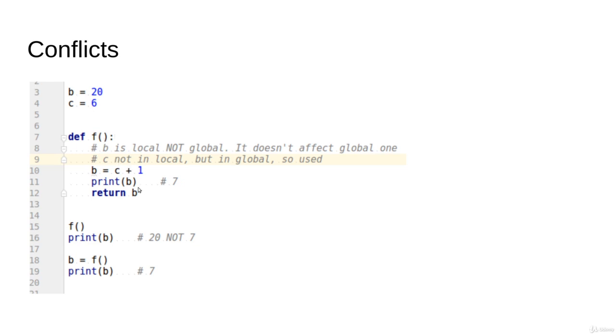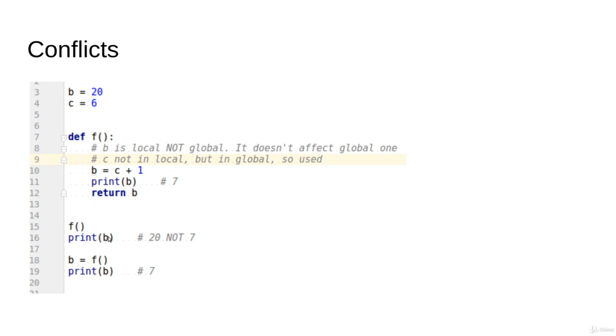C's value is 6, 6 plus 1 is 7, b is 7. But which b is 7? The special local b that is here. So when we print b, it is going to print always 7. Now, here, this is tricky. If you say print b, what's going to happen? It's going to print the 20, not 7.